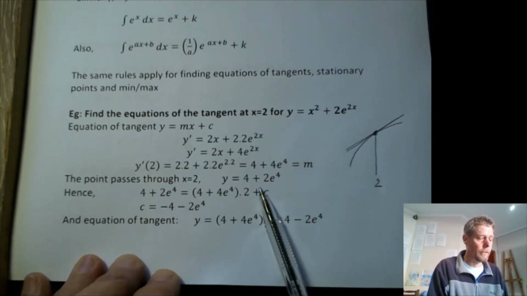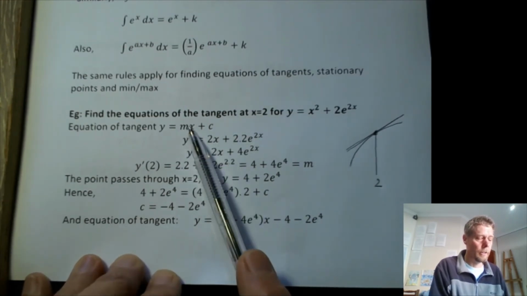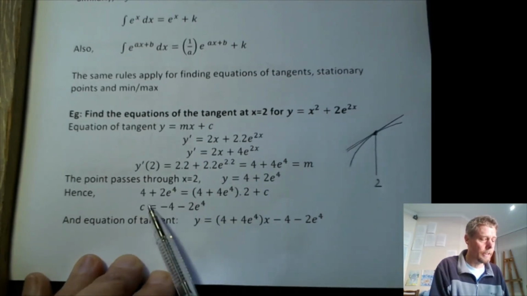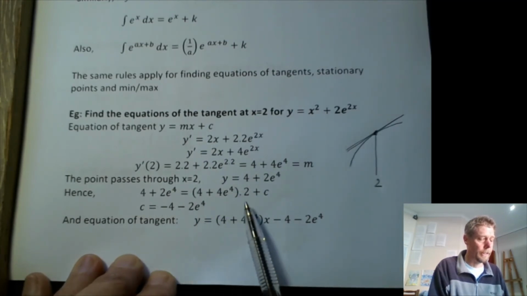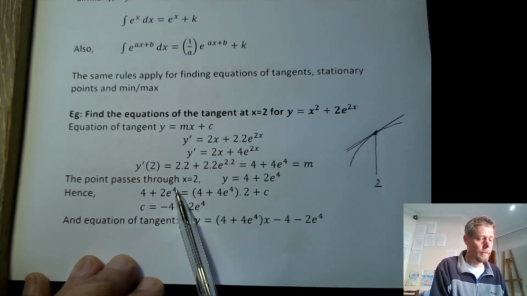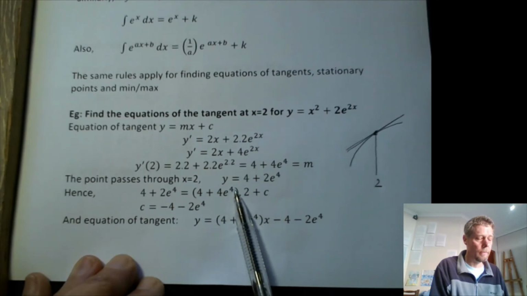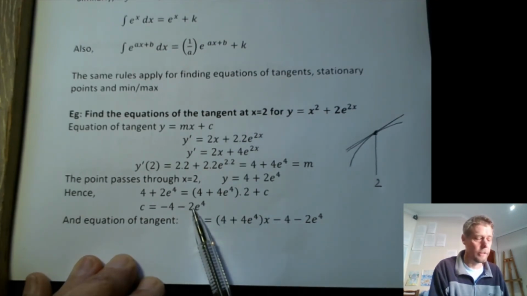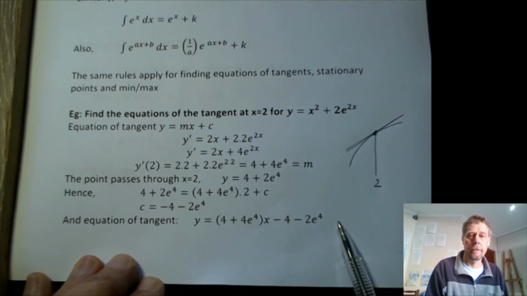Okay, now you can find c, because you know m, and you know that this line passes through a point over there, where x is 2, and we know the y value as well. So y equals m times 2 plus c. And now we can work out c by rearranging the terms, and the equation of the tangent then follows from there.